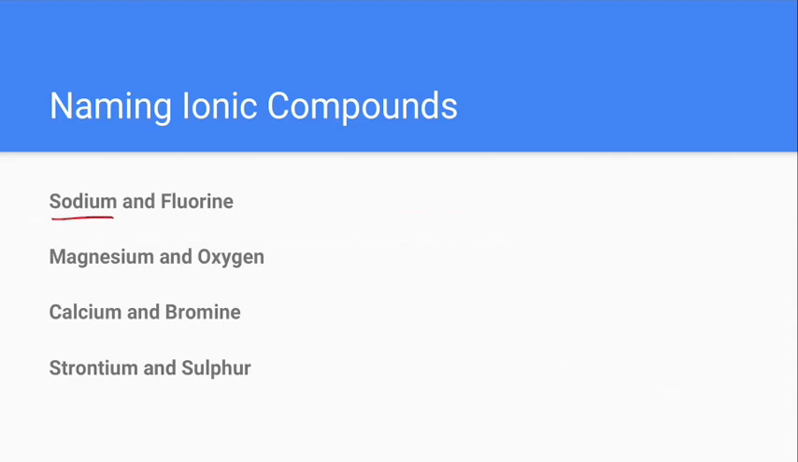So sodium, we know from the last one, the positive ion, it's a metal, sodium. And for fluorine, we're going to take this INE at the end and we're going to replace it with ide. So we're going to get FLUORIDE. I always spell fluorine wrong. So sodium fluoride.